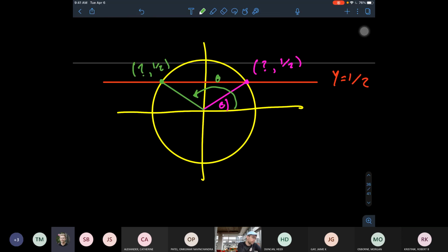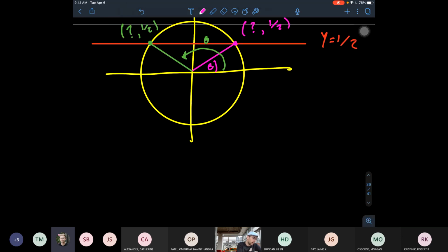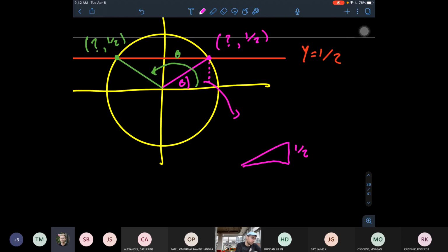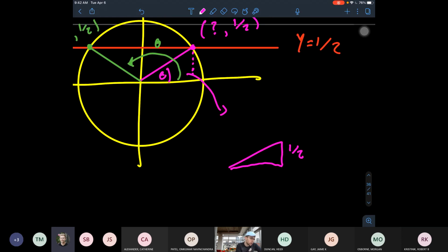Okay, so if we solve for the first one first, well, we know we have a triangle, right? And if we brought this triangle out, what would it look like? Well, it would look like this. And we know that this length here is 1/2 because the height of the point is 1/2. And I claim that we know the length of one other side of this triangle. Can someone tell me what it is? What is the length of one other side of this triangle here? Yeah, 1, right? Because the radius of the unit circle is 1.